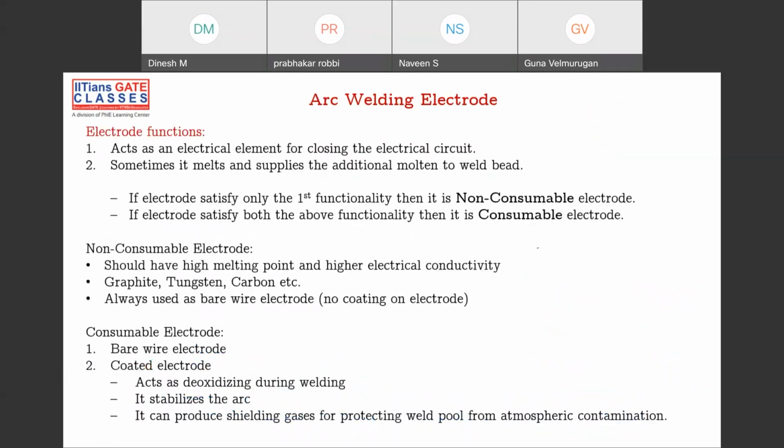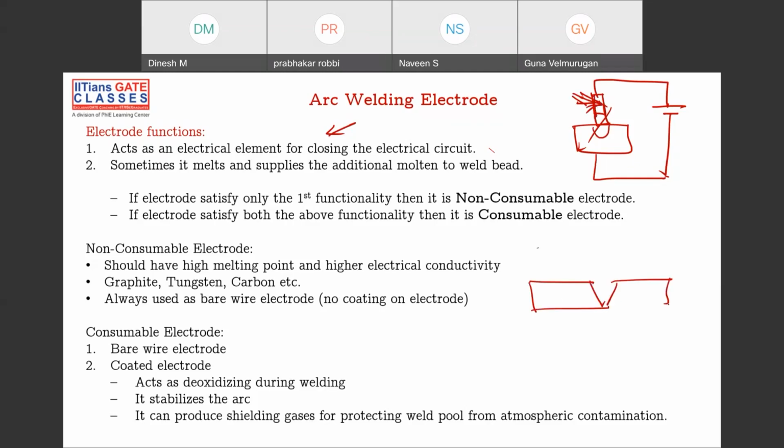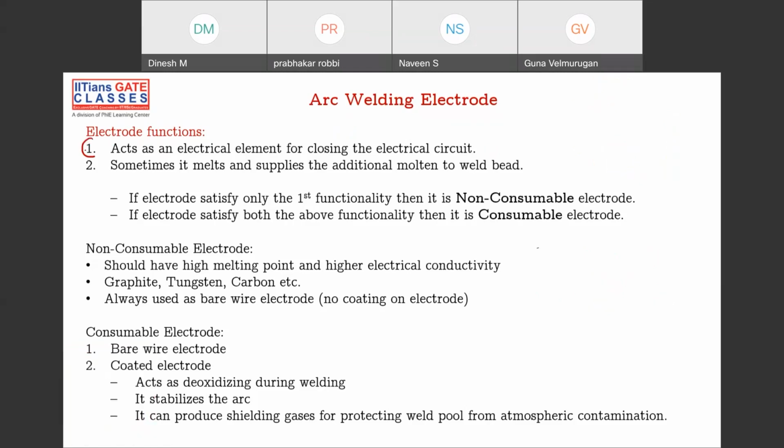Now, I told you that the electrode can be a consumable one or a non-consumable one. First, we have to know what the electrode functions are. The electrode acts as closing the electrical circuit. You have the positive terminal and the negative terminal, and if it has to close the circuit, it has to touch. Another thing is that sometimes this electrode will provide material. If you're trying to join a butt weld, you have to fill the material in the end. So for filling, this electrode has to be consumed. These are the two functionalities of your electrode.